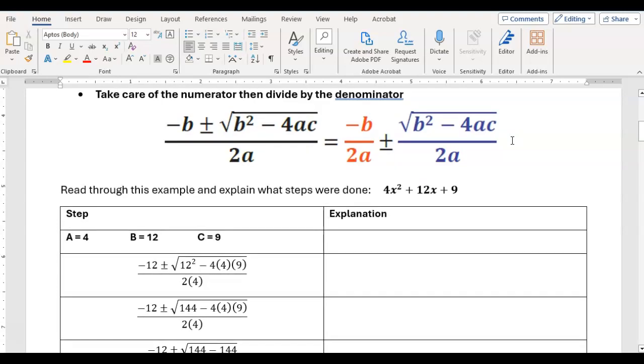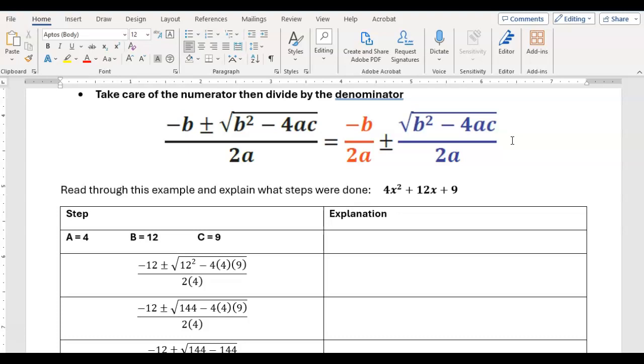And this is one way to solve quadratics. It isn't always the easiest. A lot of times, factoring is going to be your easiest. Completing the square might be the easiest. This is not always the easiest. But if you've forgotten how to factor, or you've forgotten how to complete the square, and you need to solve a quadratic, and you have that formula sheet, you can use this.